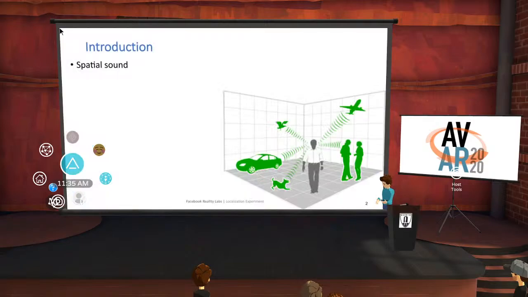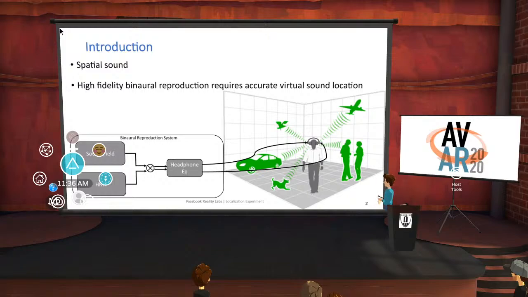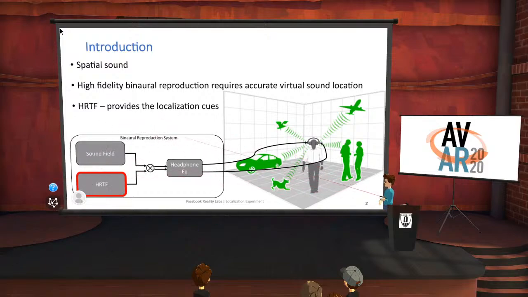Yeah, let's start. So the idea is that we as humans, using only our two ears, have the ability to hear the spatial sound around us, and specifically to locate the sound sources around us. If our aim is to reproduce this spatial sound through headphones, we can do it using a binaural reproduction system. One of the main components of high fidelity binaural reproduction is accurate location of the virtual sound. And the main contributor to this is the HRTF component, which provides the main localization cues. So this will be the main focus of this talk.